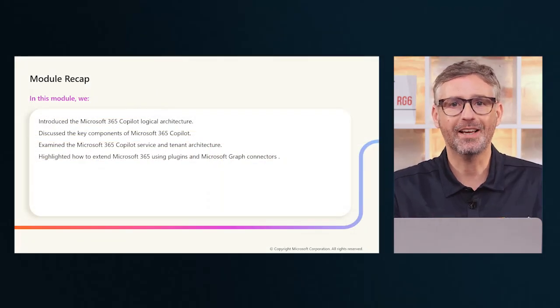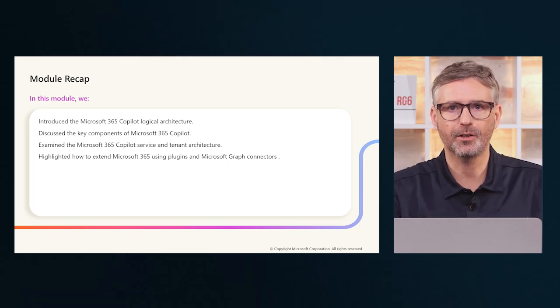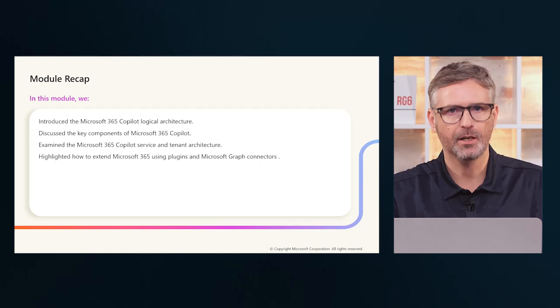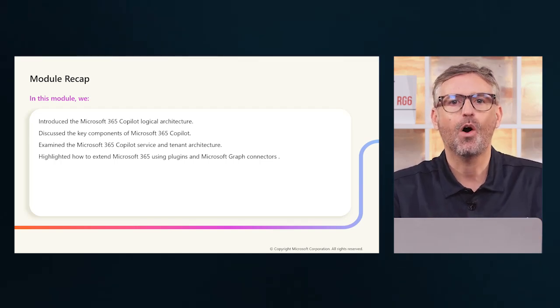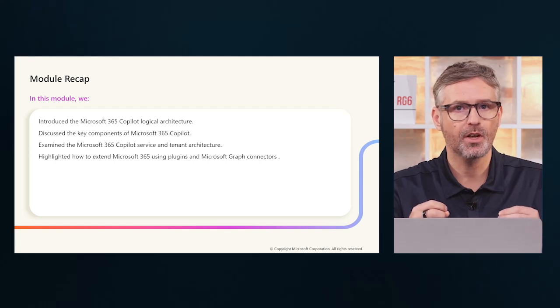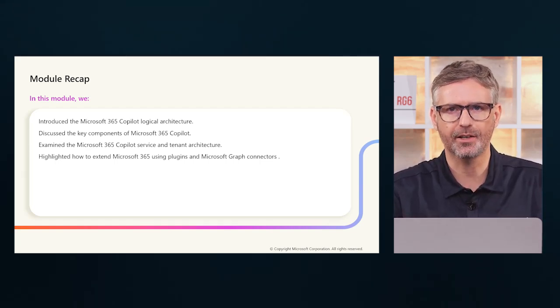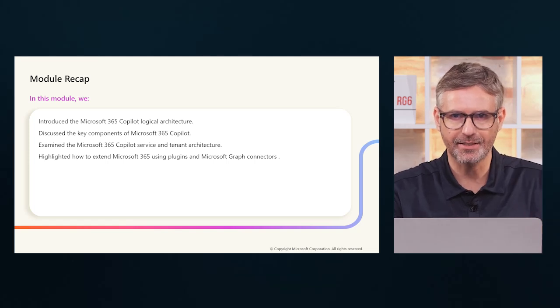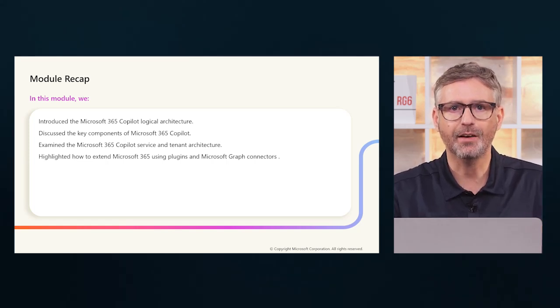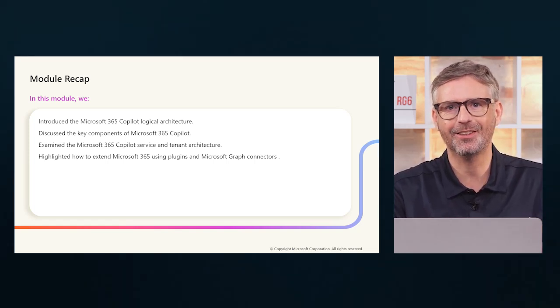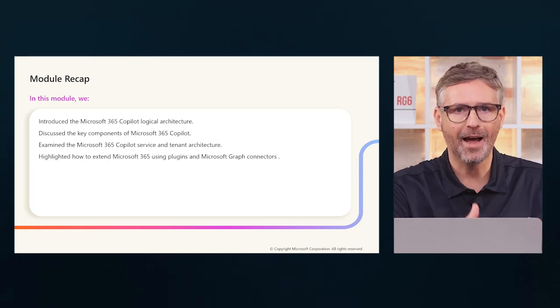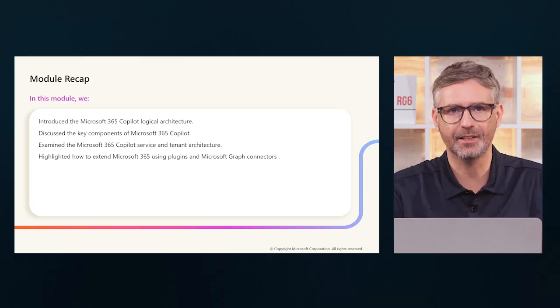In this module, we explored the Microsoft 365 Copilot service and tenant architecture and components like the LLMs, Microsoft Graph, etc. Also, we have discussed how this architecture emphasizes the importance of security and compliance, ensuring that all communications are encrypted and data privacy is maintained. Finally, we have introduced plugins and graph connectors as the basis for Microsoft 365 Copilot extensibility.